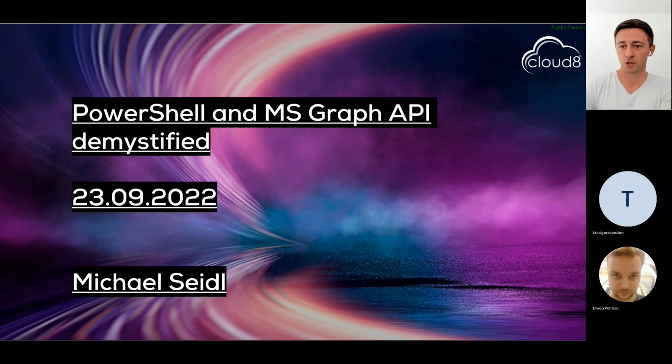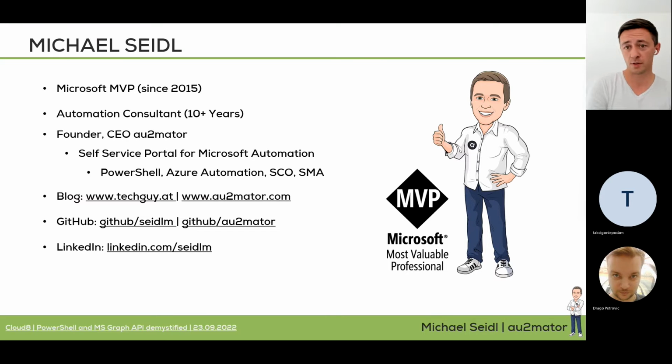We will start with a short introduction of myself. So my name is Michael Seidel. I'm from Austria in Europe. I'm a Microsoft MVP since 2015. I'm doing automation for more than 10 years. Also the founder of Automator, a self-service portal for Microsoft automation. And maybe you already read some of my blog posts on TechGuy.at or seen my GitHub repositories. And of course, you can get in contact with me on LinkedIn.